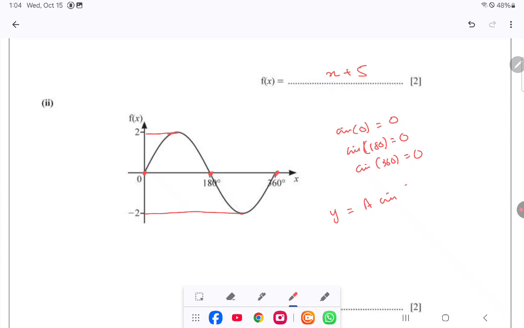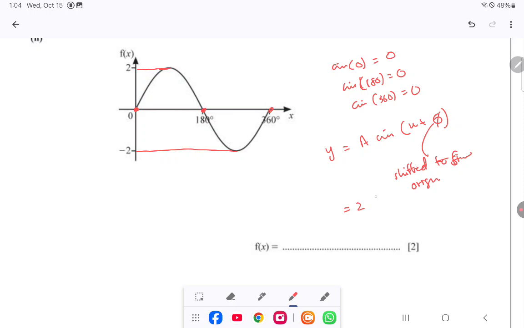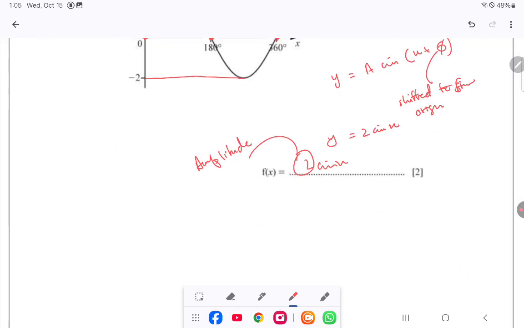So y equals a sine(x plus phi). That phi shows how much the function is shifted from the origin. Since the graph is starting from the origin, phi is considered 0 and the amplitude is 2. So a sine x will be our y, which is 2 sine x, and the 2 is representing the amplitude, or we can say the height, the maximum value of the sine.